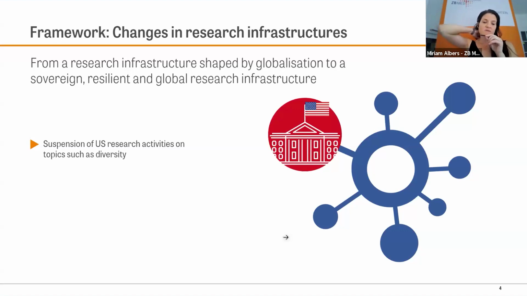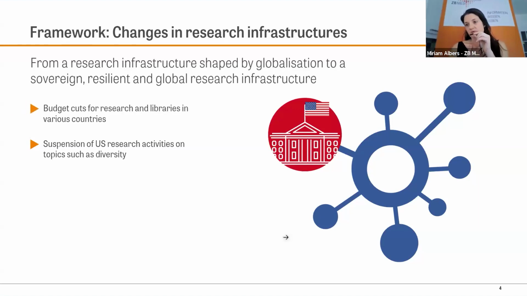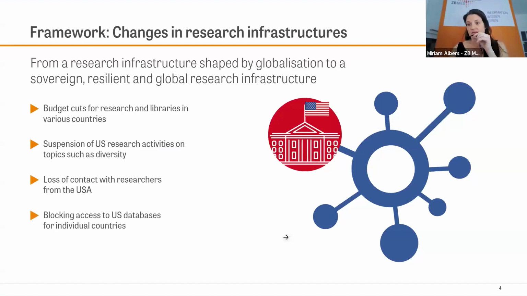So we think there's something we need to do to change the research infrastructure. And the first thing we noticed is that US research activities changed, and we saw budget cuts in a lot of countries, not just US. And then we lost contact with researchers from the US. And then we also got the message that some countries are not allowed to use US databases anymore. And a lot more going on.